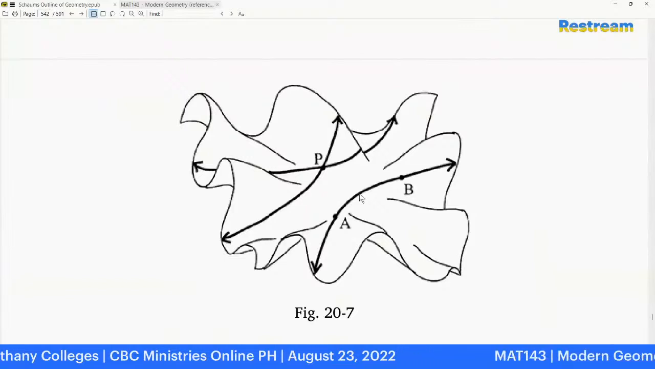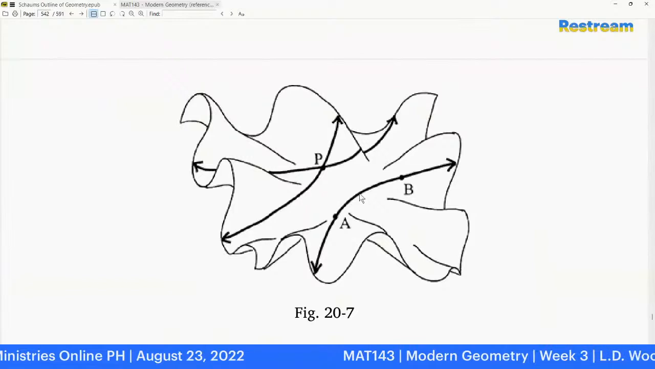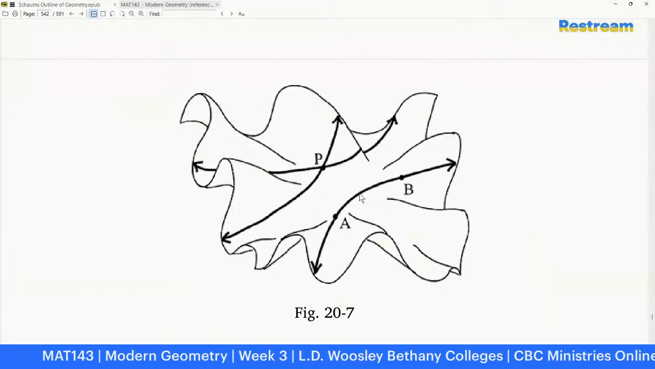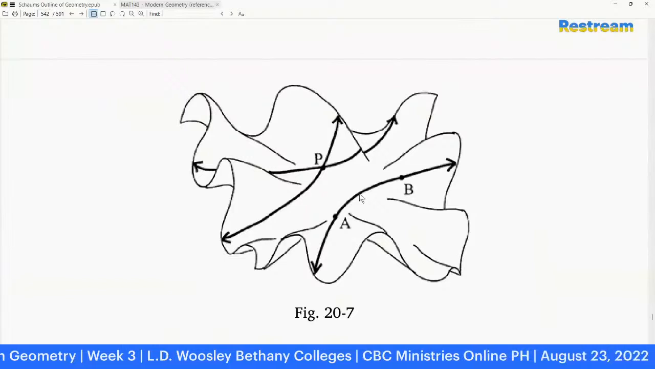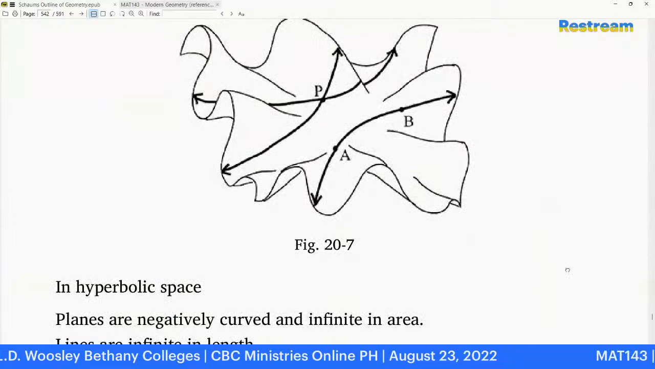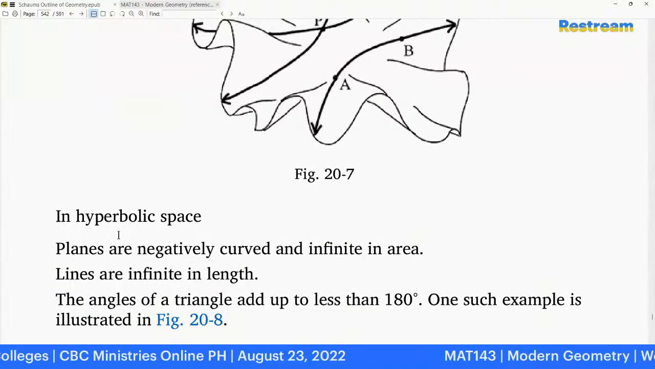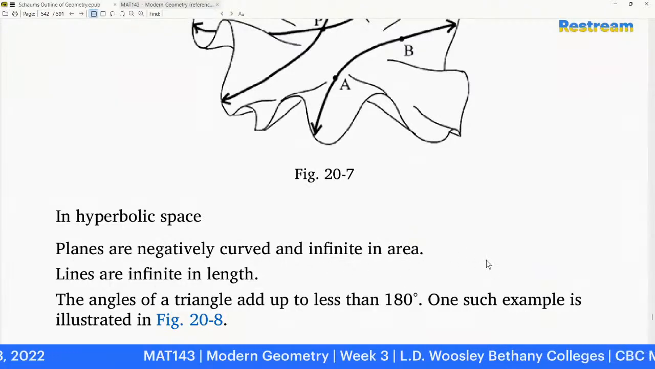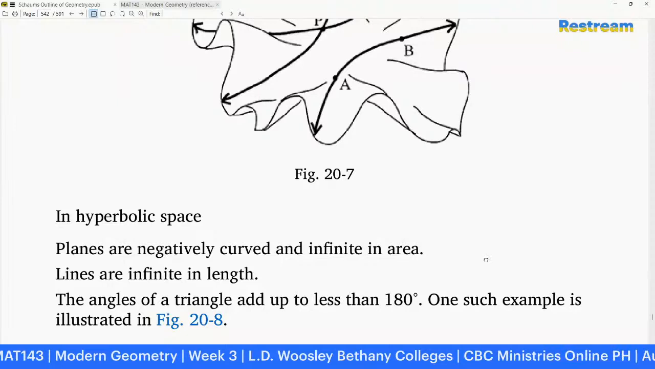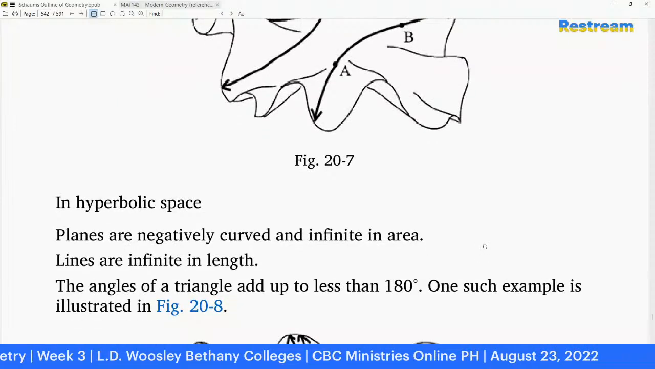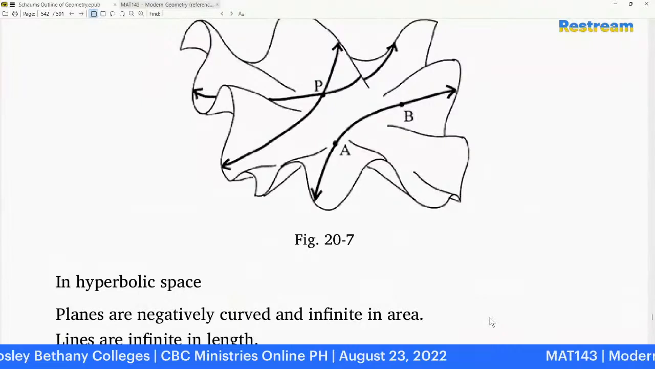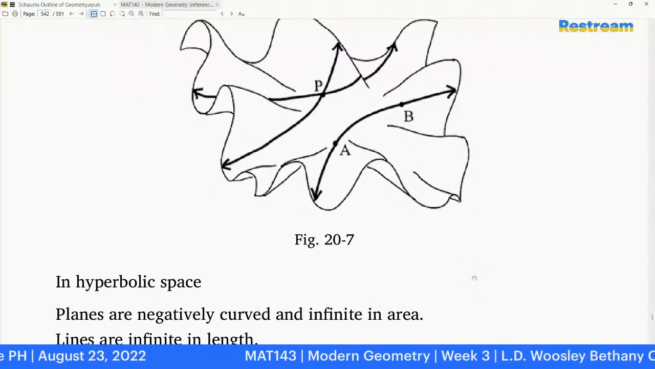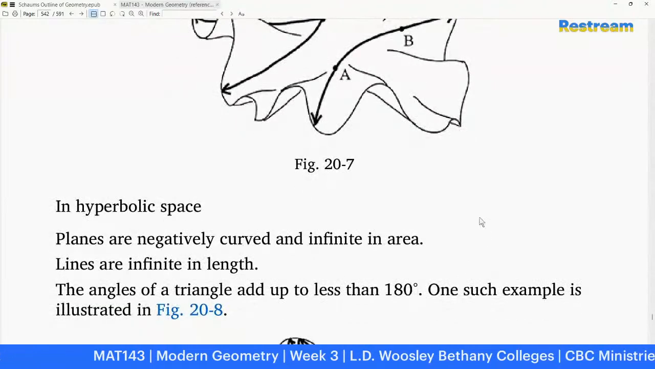Sa sphere naman, all lines will cross, kaya no parallel lines. Sa Euclidean, isa lang. Okay ba yon? So yan yung mga dilemma ng Euclidean sa non-Euclidean geometry. In hyperbolic space, planes are negatively curved with infinite area. Lines are of infinite length. It's almost the same as a paper, yung nga lang, hindi flat to. But almost a flat paper. Alright? And triangles add up to less than 180.